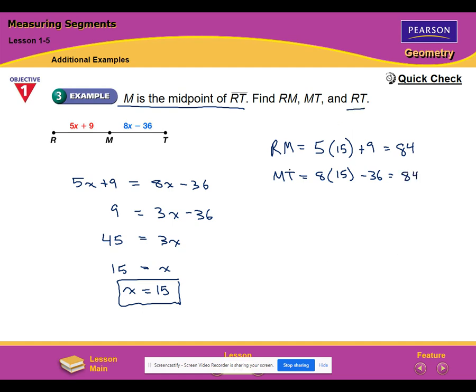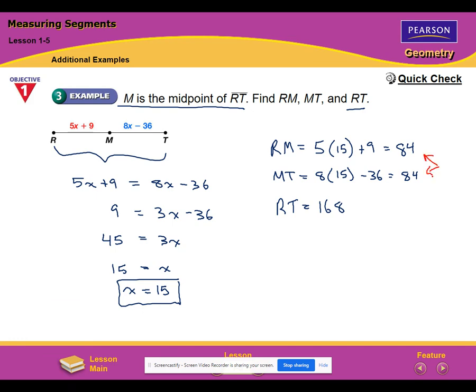They did ask us for RT as well. That's the total length of this thing. So RT would be equal to 84 plus 84, which is 168. Or 84 times 2, which is 168. And again, there's kind of a built-in check in that you got 84 for both of these.